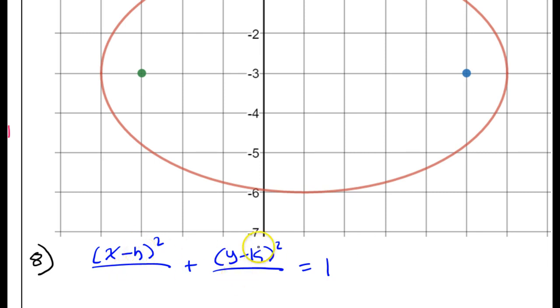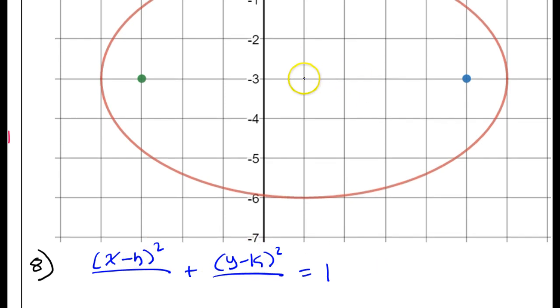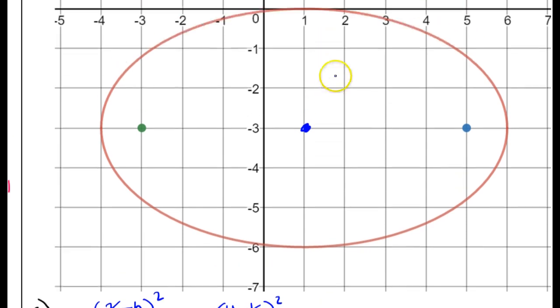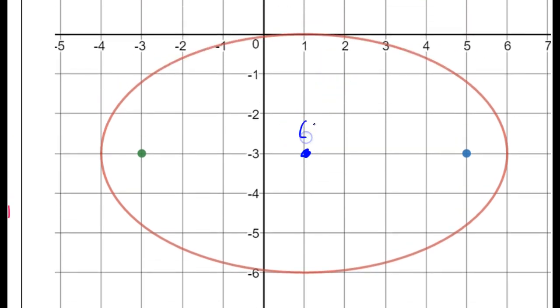But the h and the k are the coordinates of the center of the ellipse. You can tell that the center is right here. Let me just double check. 1, 2, 3, 4. 1, 2, 3, 4. So this is the center. Okay, this has coordinates 1, comma, negative 3.